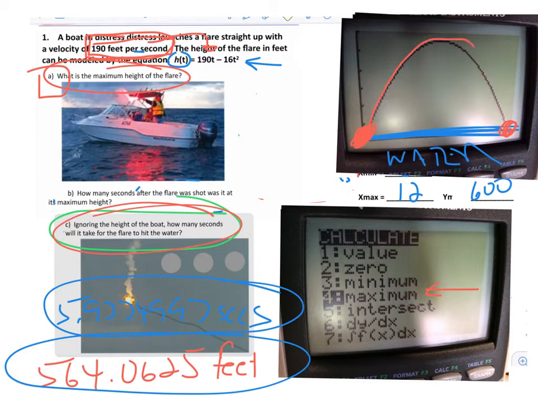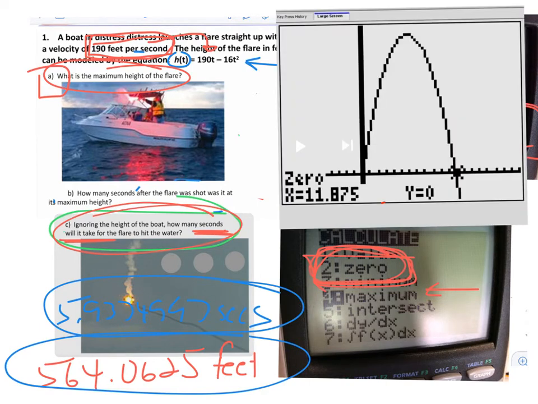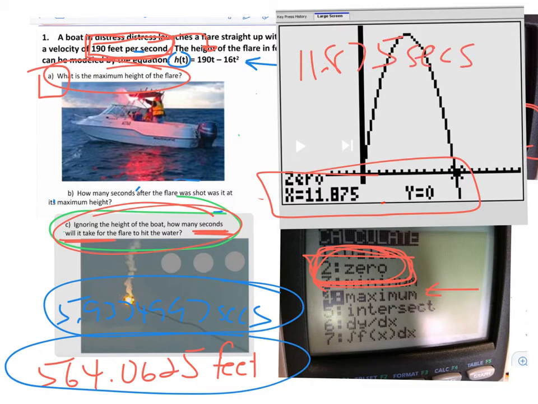The flare is shot up in the air. We want to figure out the particular point when the flare hits the water. What is that point? Well, that's a 0 of the equation. That's an x-intercept of the equation. Now this one says how many seconds, and since x stands for seconds, we're just going to calculate the 0 and give the x value. So here the 0 of the function turns out to be 11.875. So after 11.875 seconds, the flare is into the water and has been extinguished.